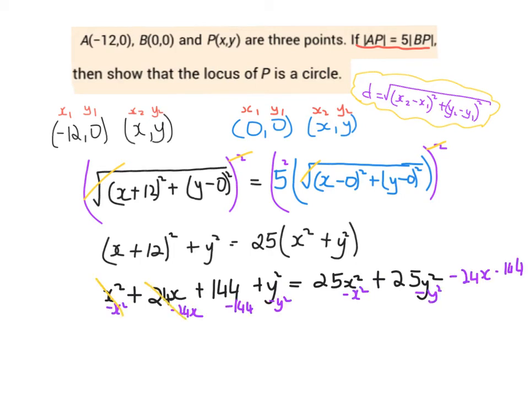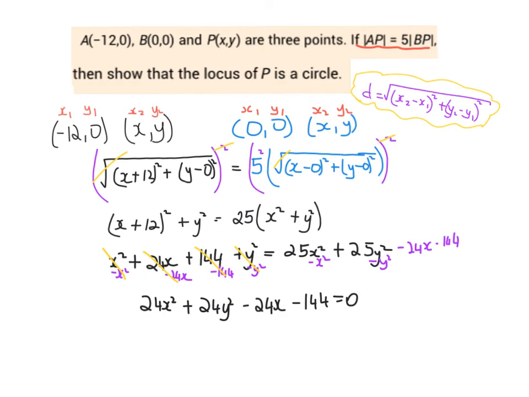Now, bringing everything over to one side, these will all cancel, and we're going to get 25x squared minus x squared is 24x squared, plus 24y squared, minus 24x, minus 144 equal to 0. And just again to tidy it up, let's divide across by 24. That's going to give us x squared plus y squared minus x minus 6 is equal to 0.